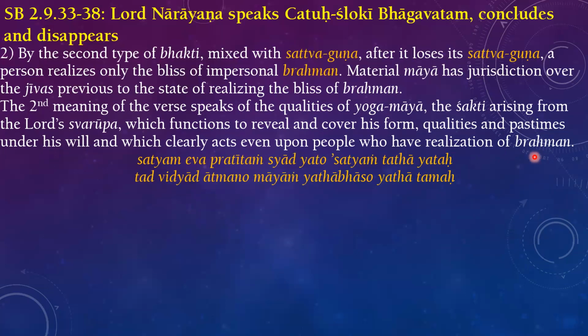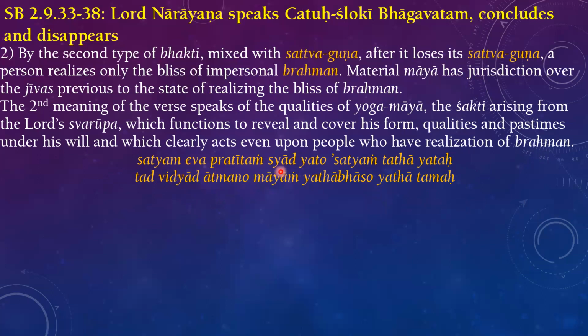The verse was: Rte 'rtham yat pratiyeta na pratiyeta cātmani, tad vidyād ātmano māyāṁ yathābhāso yathā tamaḥ. That verse was in relation to Mahamaya. If you want to read the same verse in relation to Yogamaya, it can be modified like this: satyam eva pratītaṁ syād yato 'satyaṁ tathā yataḥ, tad vidyād ātmano māyāṁ yathābhāso yathā tamaḥ.